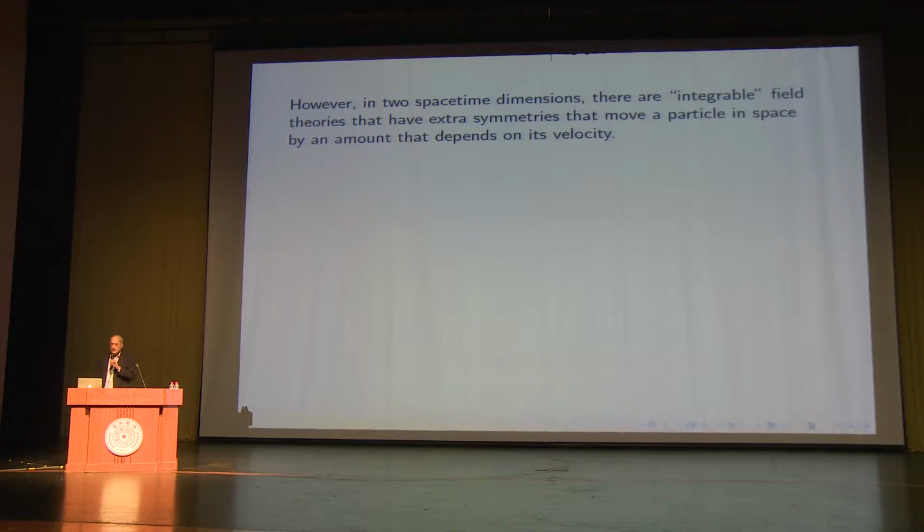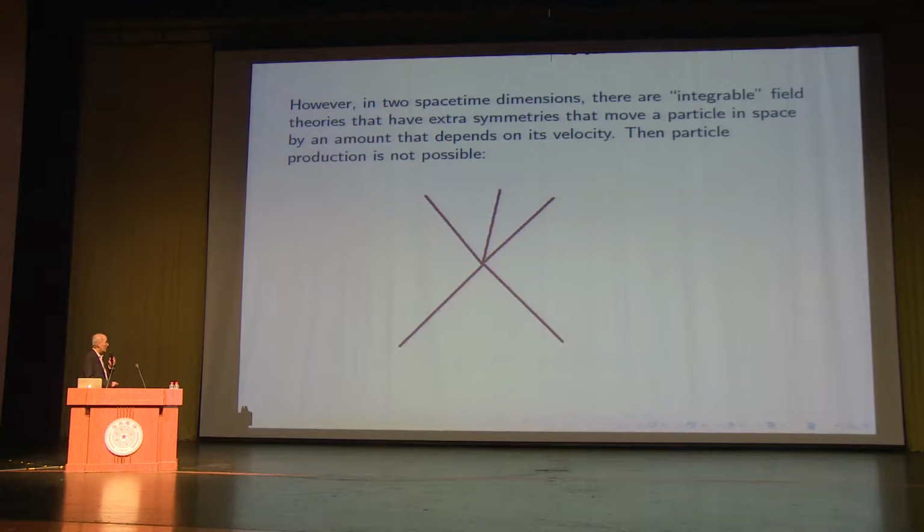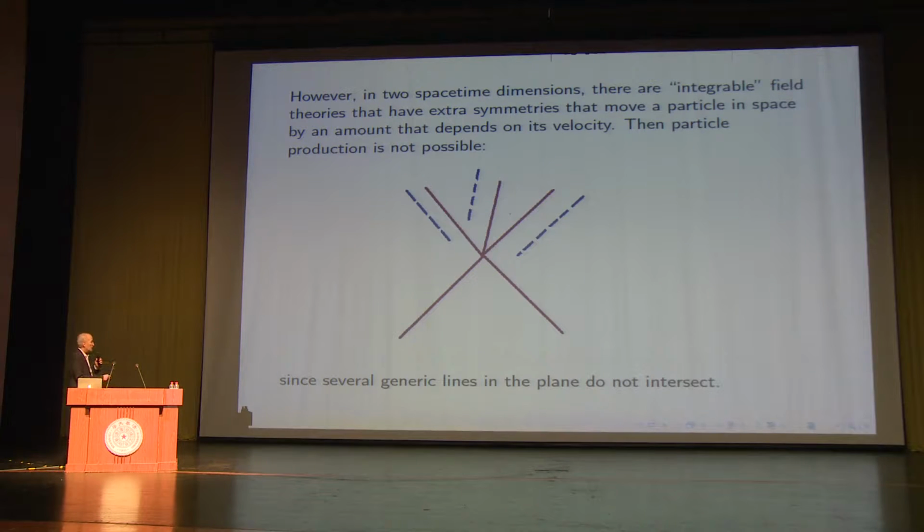However, in 2 space-time dimensions, there are integrable field theories that have extra symmetries that move a particle in space by an amount that depends on its velocity. Then particle production is not possible. So here's a process with 2 going to 3, and now I apply a symmetry that moves particles by an amount that depends on velocity. Each line is displaced parallel to itself by an amount that depends on its slope. So now 3 lines that came from a common point are displaced to 3 lines that don't come to a common point.